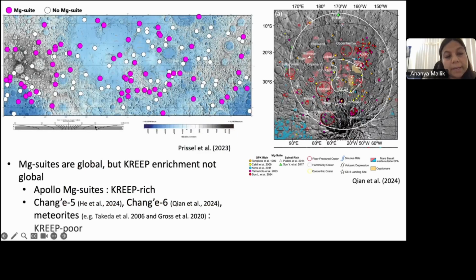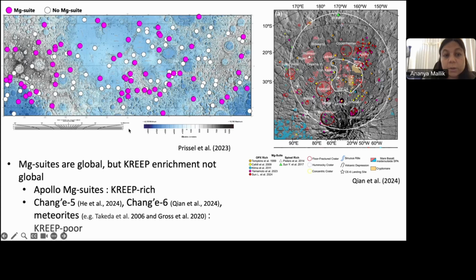Now, one thing to keep in mind is that, of course, the sample that we studied is an Apollo sample, so it's from the near side, but Mg suites, at least from remote sensing and spectroscopy, we know that they're global in occurrence. So this figure to the left from Tap Crystal's paper in 2023 shows these pink circles, which are candidate Mg suite exposures globally on the moon. And then this one from Kian et al. 2024 actually shows the SPA basin right here, where all these colored circles are different exposures for Mg suite.